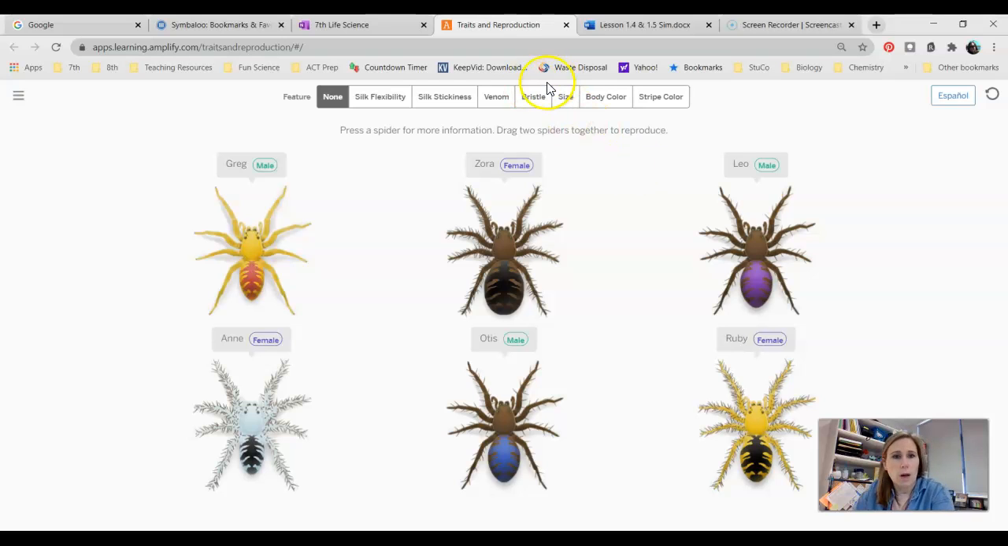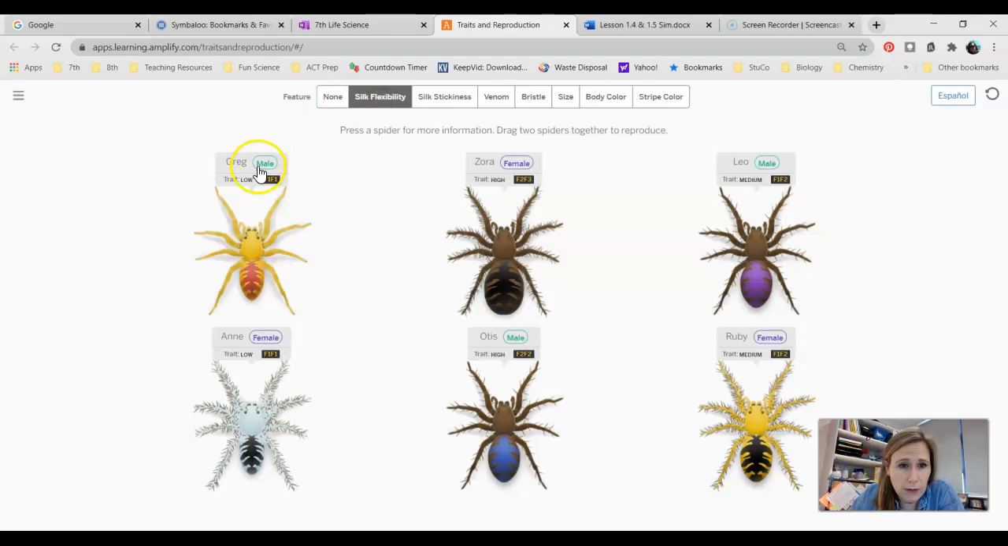Okay, so welcome back. You guys hopefully noticed that up at the top you have different traits you can look at. In this one, none just means we're not looking at anything specific about the spiders. You can also look at silk flexibility. If I click on that, I can see now I have something for silk flexibility. We have this little letter-number combination, F1, F1, F2, F3. We're going to get to those in later units, but right now let's just look at the trait.